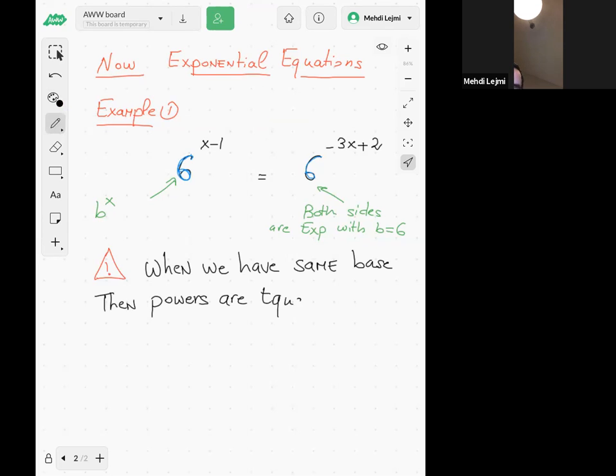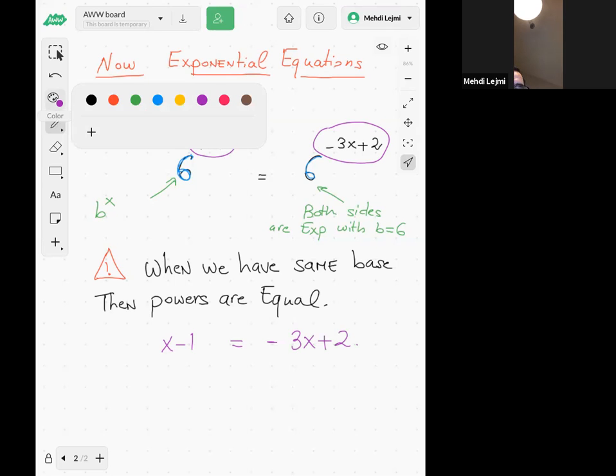So on the left side, the exponent, of course, is x minus 1, and on the right side the exponent is minus the x plus 2. So the exponents are equal, so then x minus 1 is equal to minus the x plus 2. And actually this is not really hard to solve, right?